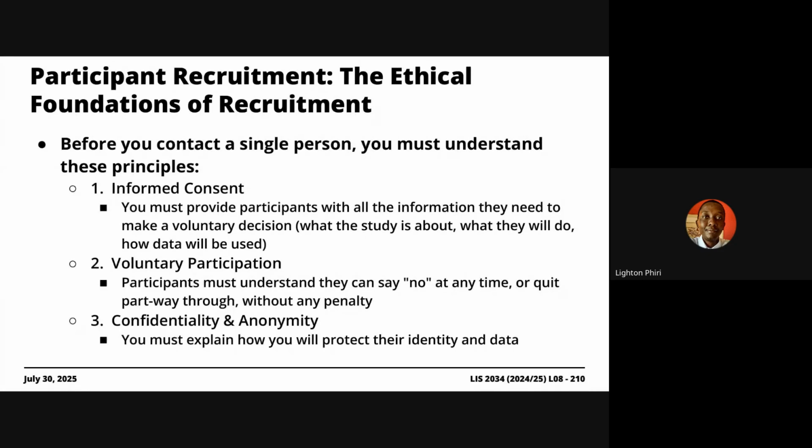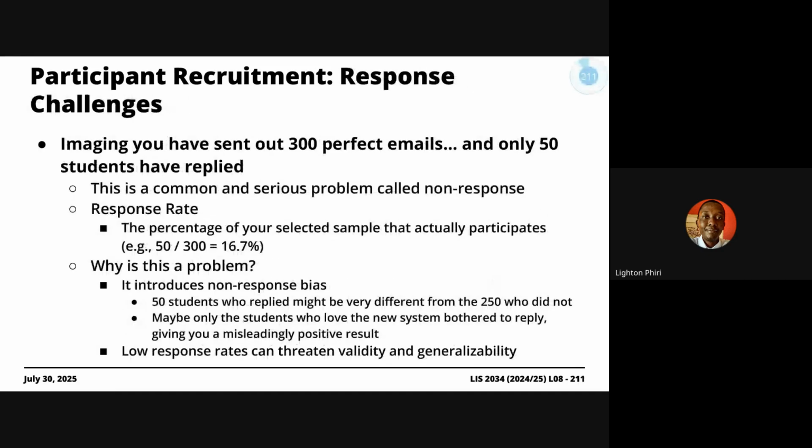And then confidentiality and anonymity: you must indicate to them how you're going to make use of the data you're collecting. Of importance here is emphasizing the fact that the data that will be collected is going to be anonymized, and people will not be able to know that Lighton participated in the study itself.